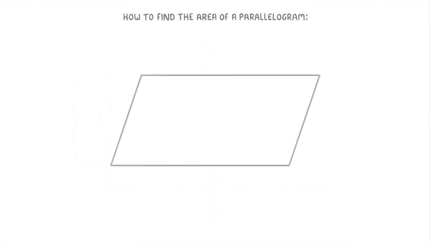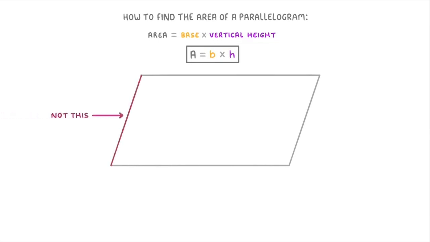Next up is the parallelogram, and this is basically just a pushed over rectangle, and so has basically the same formula. This time though, we do base times the vertical height. So it's not this side length that we have to use, but the vertical height between the bottom and the top. So if, for example, this parallelogram had a base of 9 centimeters and a vertical height of 4 centimeters, then its area would be 9 times 4, so 36 square centimeters.